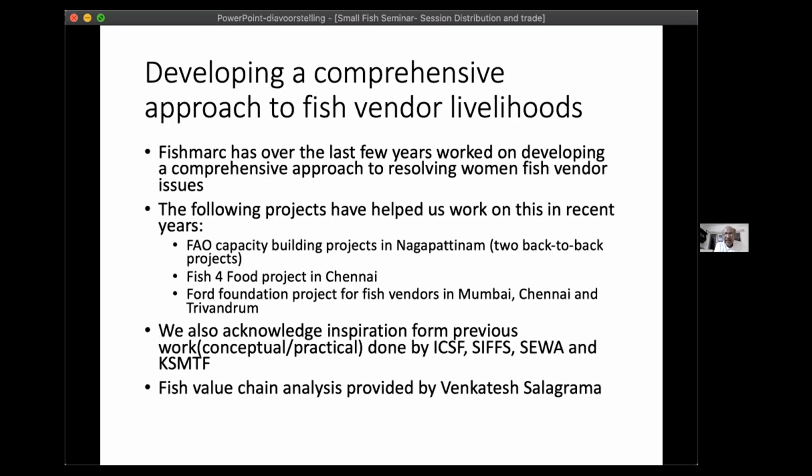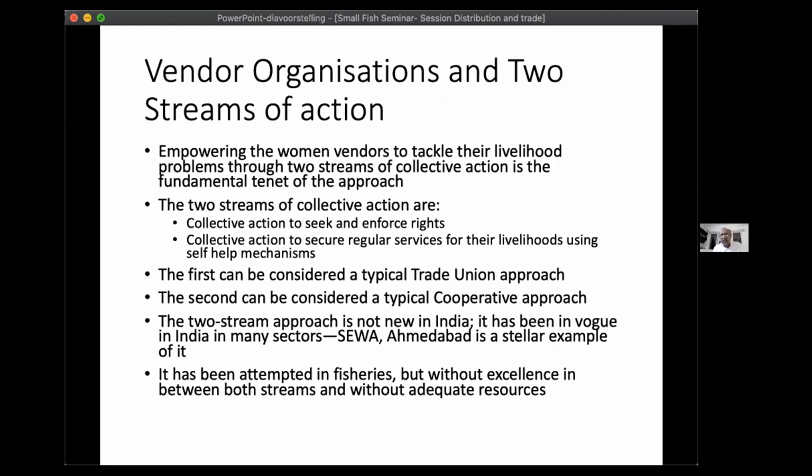So today, if we have to get this important group to have a decent life and a good livelihood, the work that one has to do is quite a lot. There are far too many constraints. It requires a multi-pronged approach. Next, please.